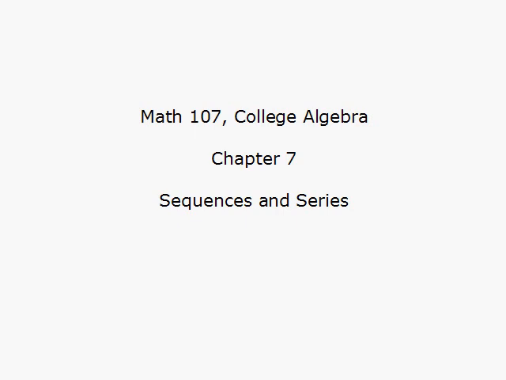This is a lecture on sequences and series for Chapter 7, Math 107. The words sequences and series are very similar sounding. They also both start with S, and that leads to some confusion. A sequence is an ordered list. The series is the sum of the elements of that ordered list.